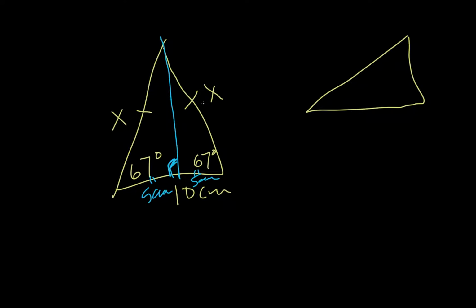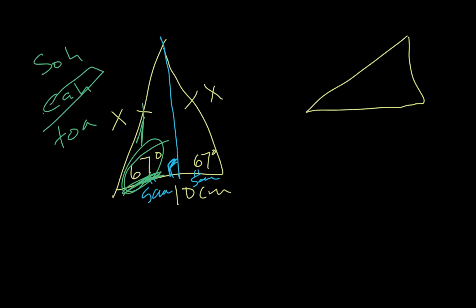We're not going to end up using that, but now that we have a right triangle, we can go to SOHCAHTOA to help us out. If we think of this as our theta, we have the adjacent and the hypotenuse. Adjacent over hypotenuse is going to be cosine. So I'm going to say cosine of 67 equals the adjacent, which is 5, over the hypotenuse, which is x.